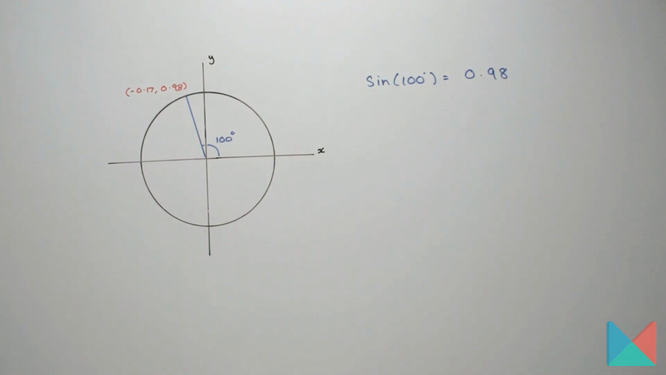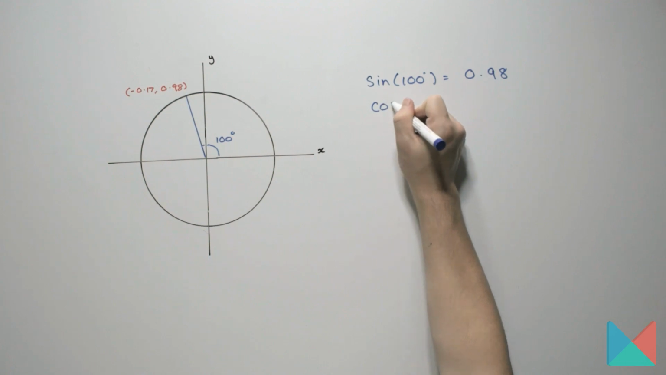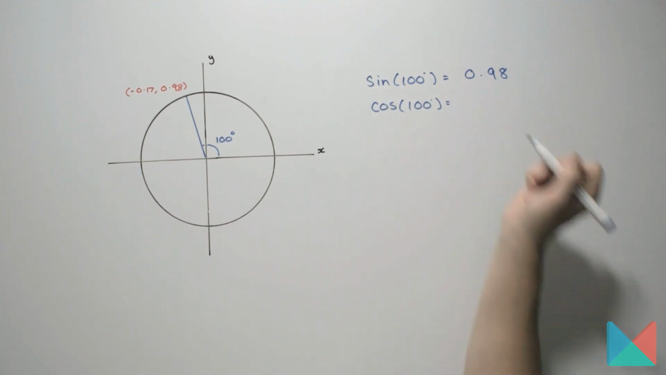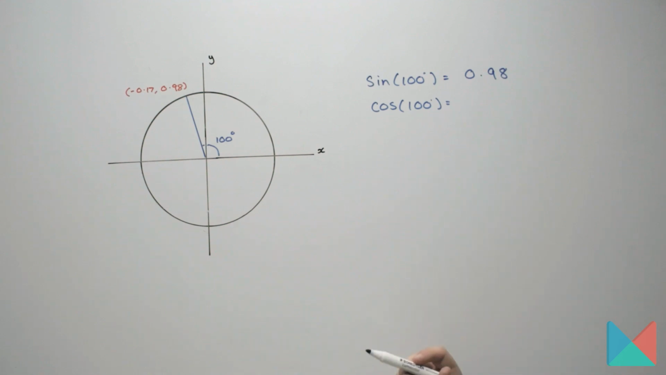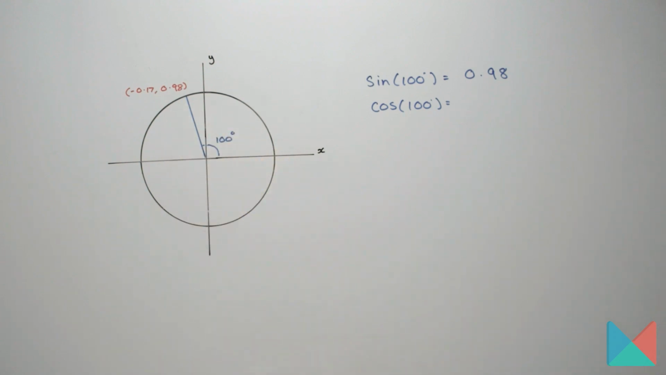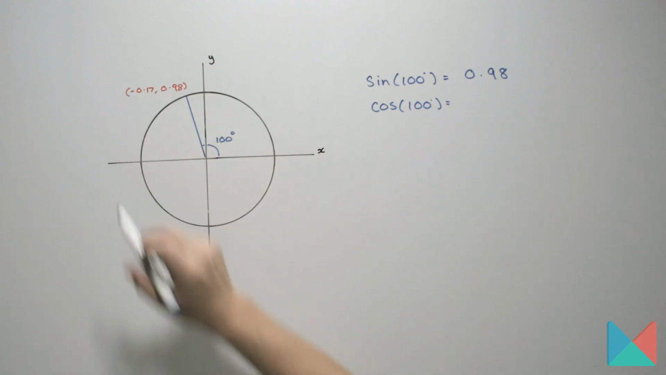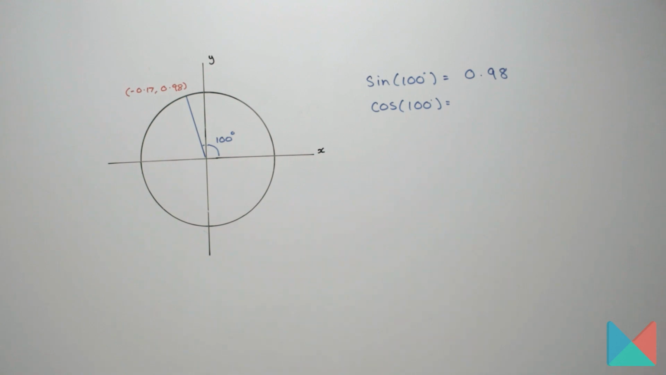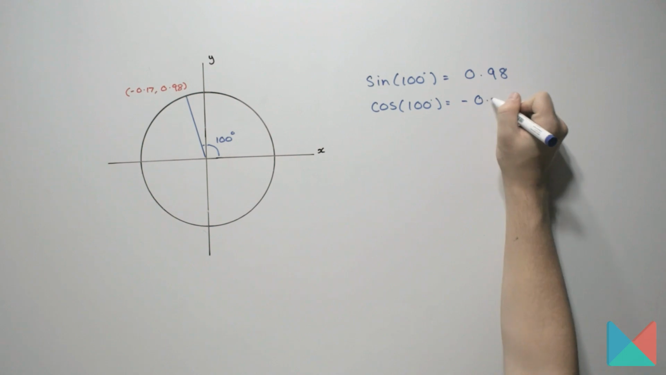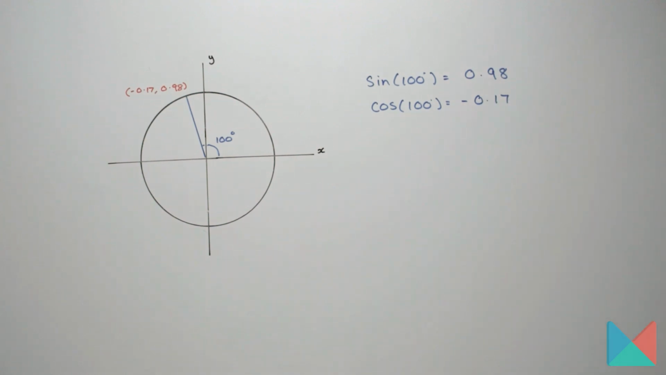And let's do a similar thing for cos. So what would cosine of 100 degrees be? Well, we know cosine will be what we read off the x-axis, or in other words, the x component of the coordinate on the circumference of the unit circle at the given angle. So at 100 degrees, we have an x component of negative 0.17. Therefore, cos of 100 degrees will be negative 0.17.